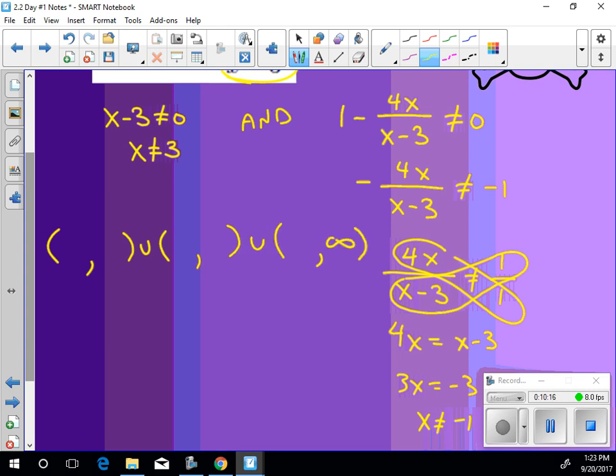Okay, so on the ends, I'm going to go off to infinity and negative infinity. And I don't want it to equal -1, and I don't want it to equal 3. So it can equal anything else. Too easy. Does that sit okay? All right.